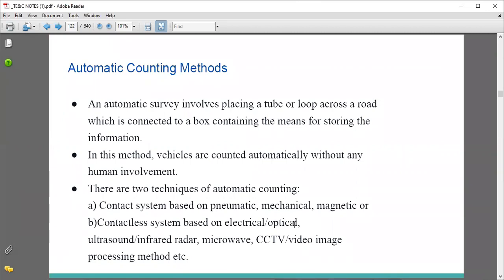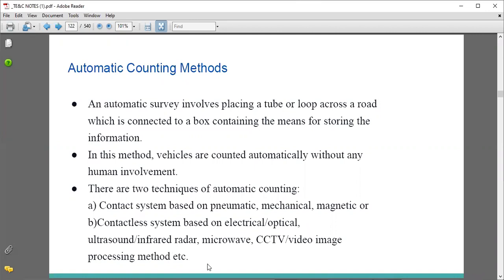An automatic survey involves placing a tube or a loop across a road which is connected to a box containing a memory for storing the information. In this method, vehicles are counted automatically without any human involvement. There are two techniques of automatic counting: contact systems based on pneumatic, mechanical, magnetic, or contactless systems based on electrical or optical, ultrasound, infrared, radar, microwave, CCTV, video image processing methods.